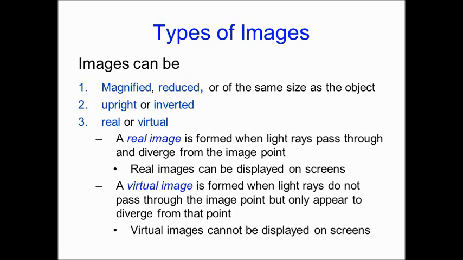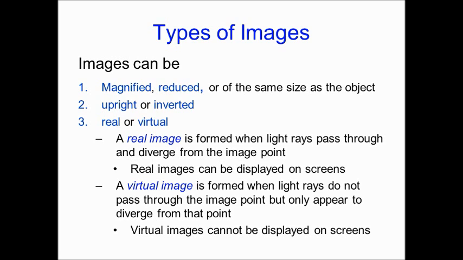In other words, the apparent size of the image does not have to be the same as the size of the object. Images can be upright or inverted, meaning their orientation can be reversed compared to the orientation of the object. Finally, the images can be real or virtual. A real image is formed when light rays go through the point where the image is located.